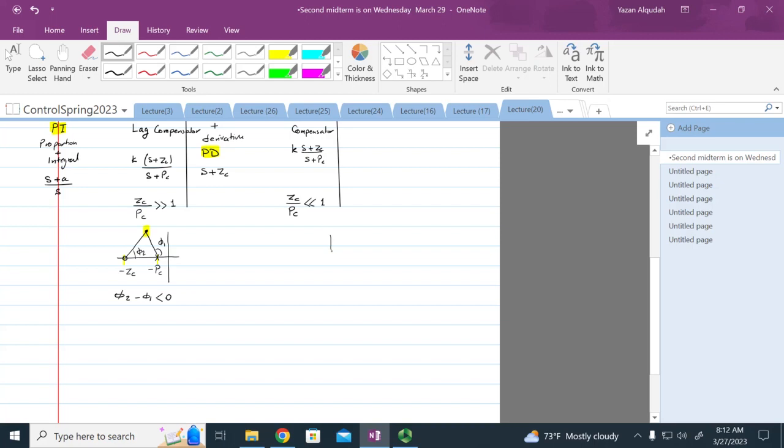If I look at the second case, in this case, I have the zero over the pole much smaller than 1. So therefore, I have the zero to the right and the pole to the left. And if I take the angle phi 1, take phi 2, then phi 1 minus phi 2 is going to be greater than 0.